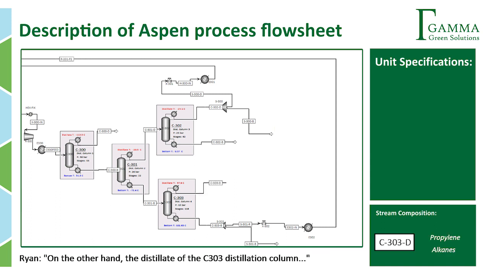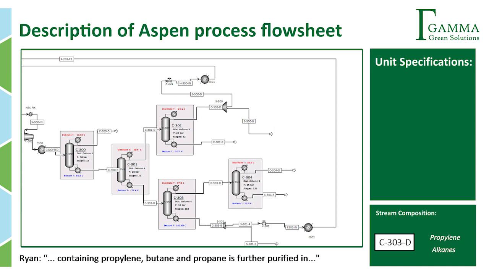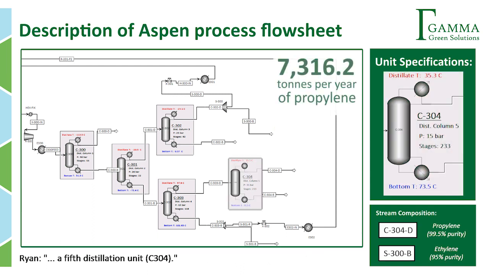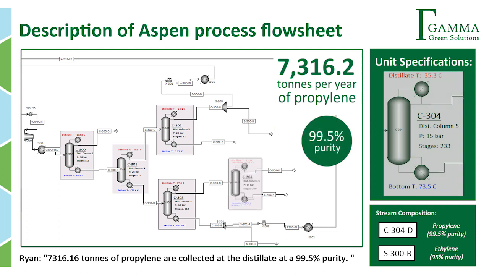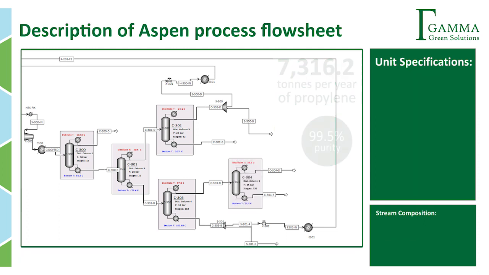On the other hand, the distillate of the C303 distillation column, containing propylene, butane, and propane, is further purified in a fifth distillation unit, C304. 7,316.2 tons of propylene are collected at the distillate at 99.5% purity.